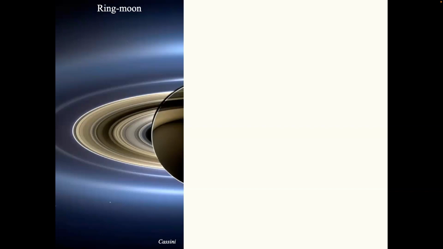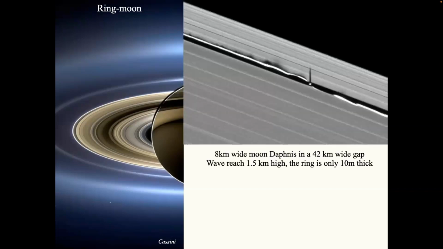So this is Saturn's ring, but if you look in detail, these rings have structures. Like here, you can see the moons in Saturn's ring. And this is an 8-kilometer wide moon. This gap is 42 kilometers wide. But because this moon has some inclination, when the ring particles are moving across the moon, they will be excited and have vertical motions. Okay? So it will excite these vertical waves.